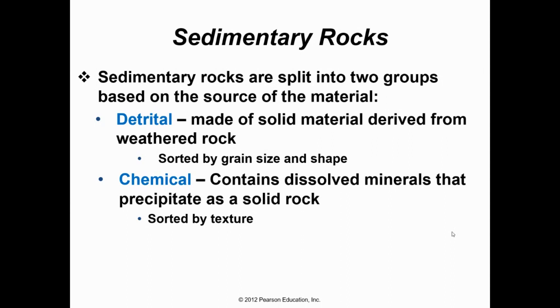Chemical sedimentary rocks form from dissolved minerals, minerals that were once dissolved within waters, but then later precipitated and were cemented together as a solid rock.